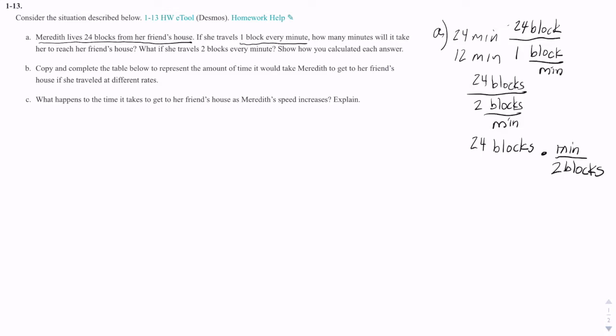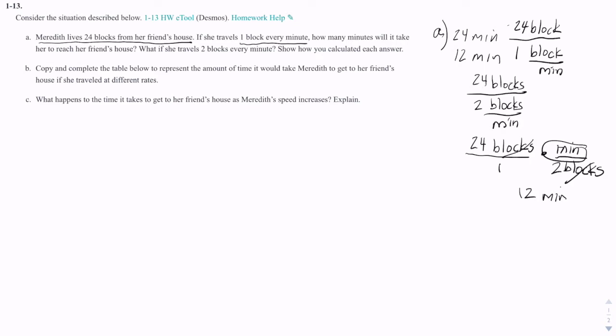And now what happens, right? The blocks, this is kind of like over 1. The blocks cancel. The 24 divided by 2 becomes 12, and the only units are minutes, right? That's why we're ending up with 12 minutes. Okay, so that's A. Now let's look at B.